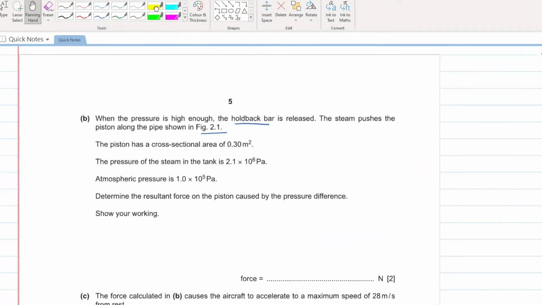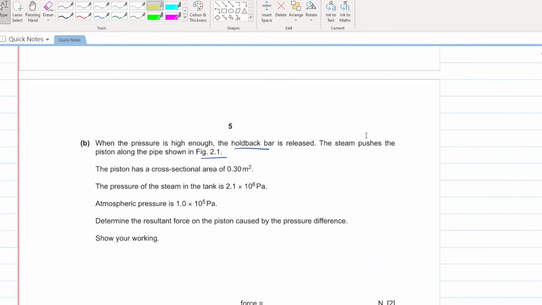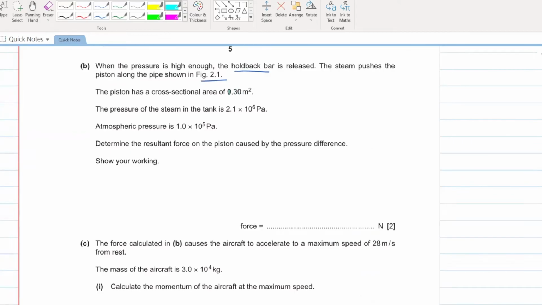The piston has a cross-sectional area of this. What is the cross-sectional area of the piston? 0.3 meter squared. The pressure of the steam in the tank is this. Atmospheric pressure is this. Determine the resultant force on the piston caused by the pressure difference. Show your working.